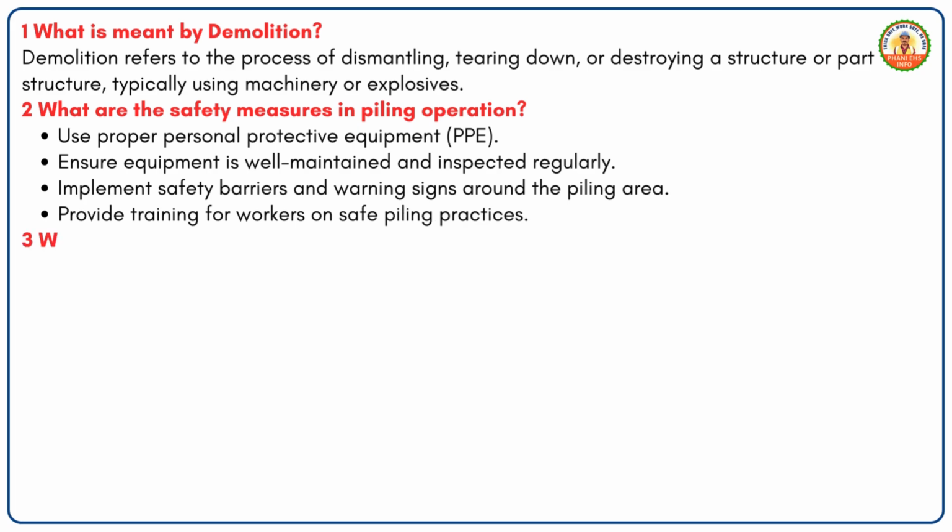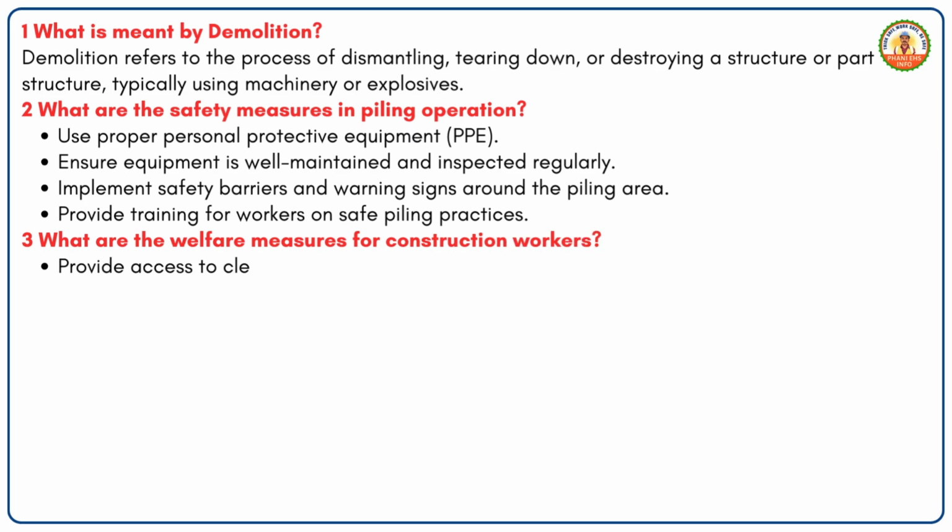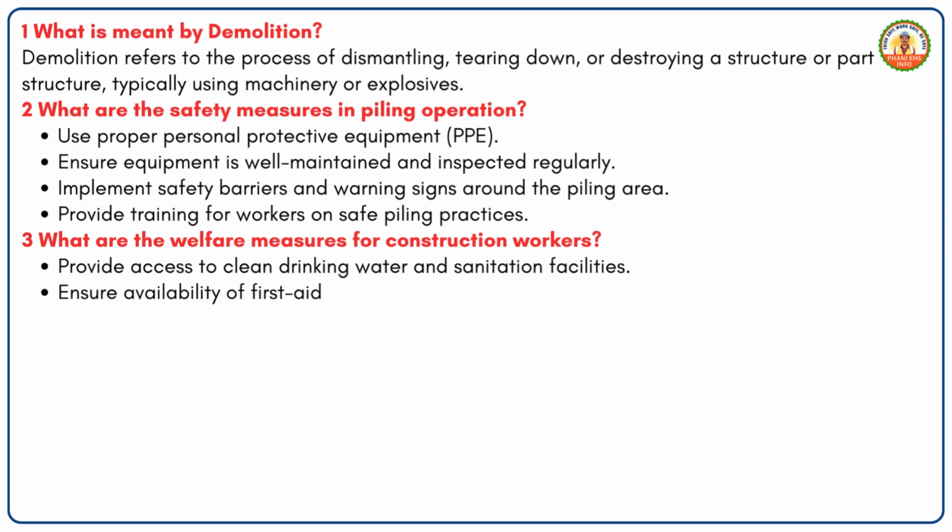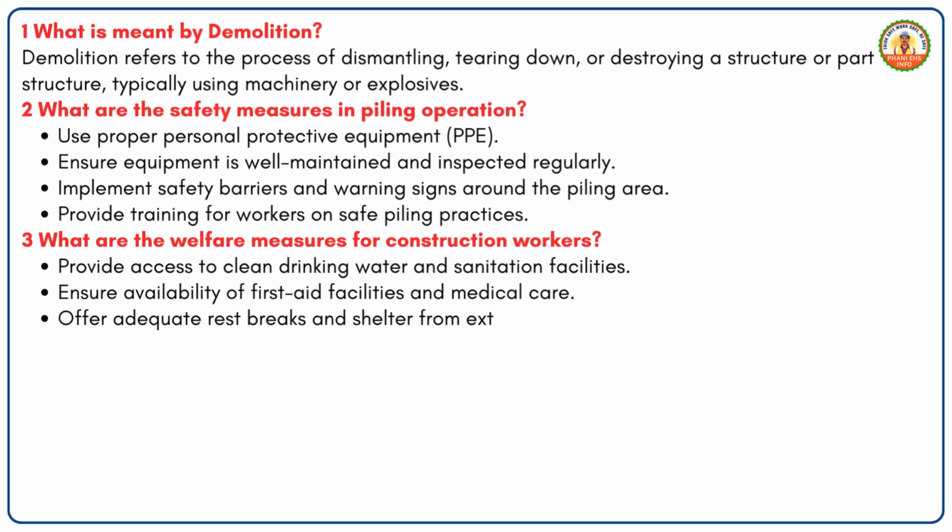3. What are the welfare measures for construction workers? Provide access to clean drinking water and sanitation facilities. Ensure availability of first aid facilities and medical care. Offer adequate rest breaks and shelter from extreme weather conditions. Implement safety training and health programs.